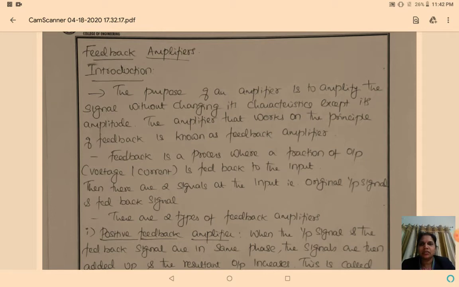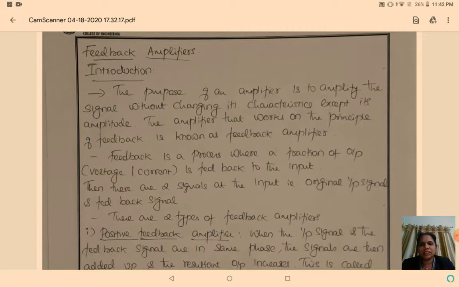So first let us see what is an amplifier. As we all know, an amplifier is a device which amplifies the input signal without changing its characteristics. We'll call it an amplifier. And the same amplifier, if I use it based on the principle of feedback, I can name it a feedback amplifier. So any amplifier which works on the principle of feedback is known as a feedback amplifier.